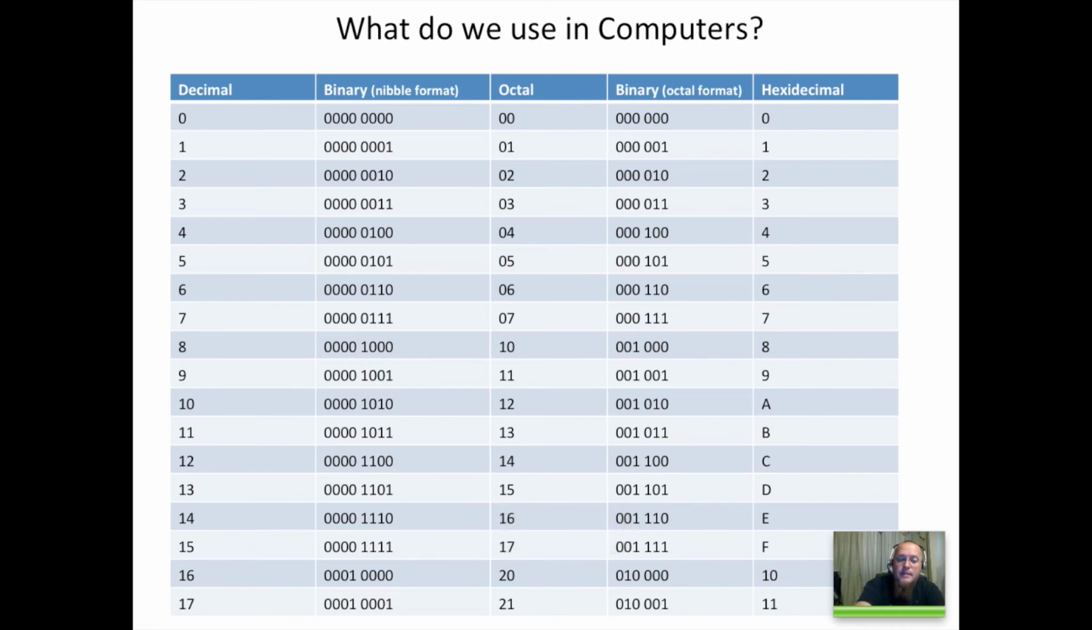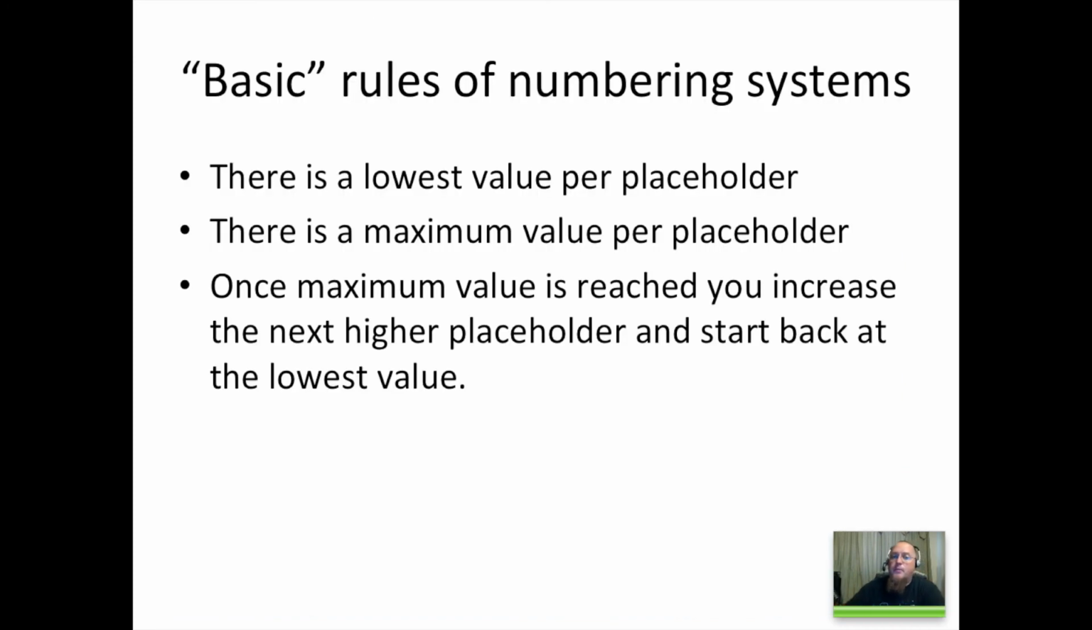Some very basic general rules of numbering systems: there is traditionally a low value in a particular placeholder. In computer systems, that value is always going to be 0, whether you're talking about decimal, binary, octal, or hex. The lowest value in any place is always going to be 0. Now the maximum value actually changes depending on what numbering system you're talking about. In the decimal system, the one that we're used to, 9 is the maximum value. In binary, 1 is the maximum value.